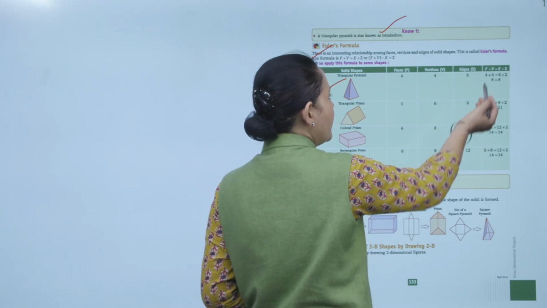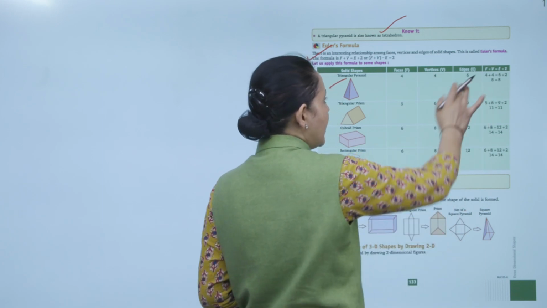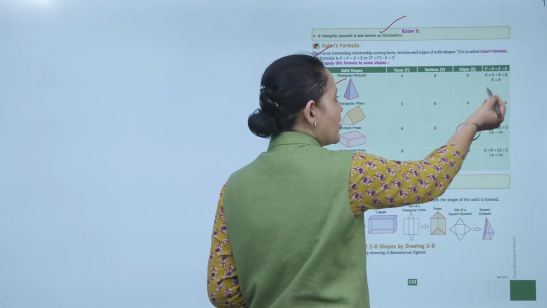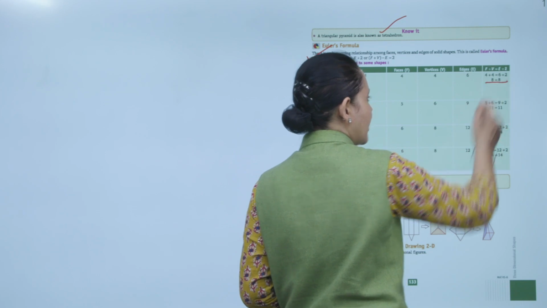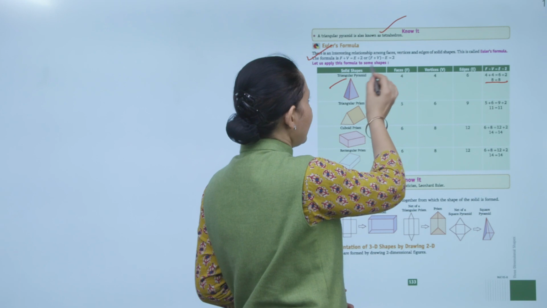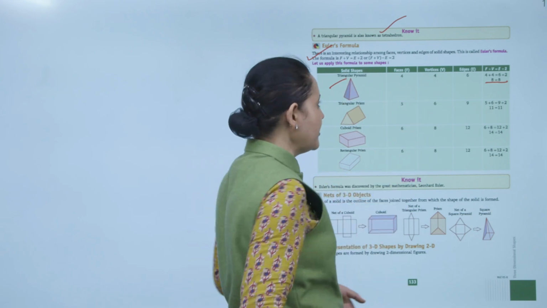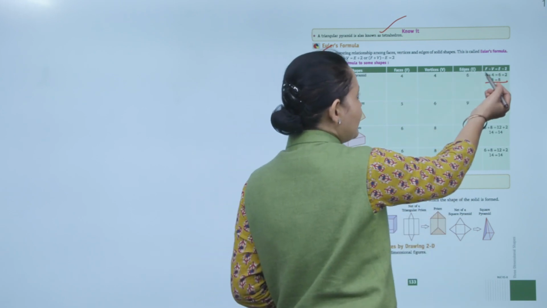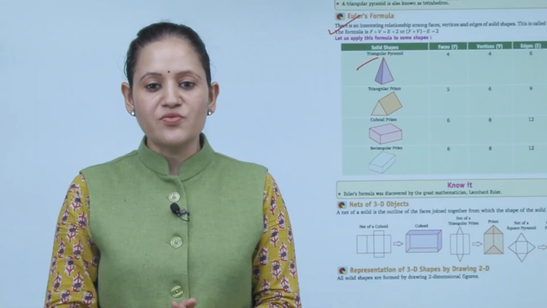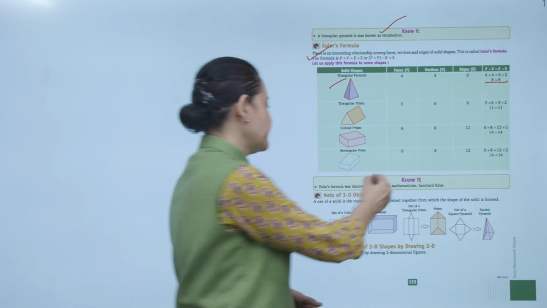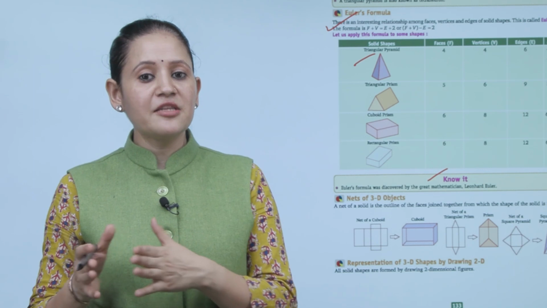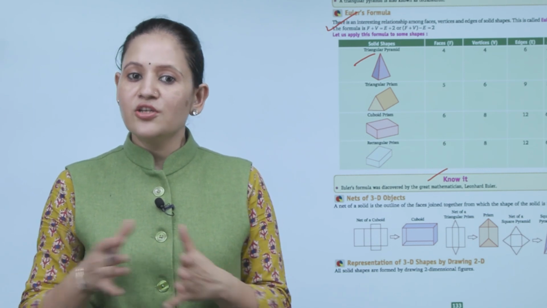So F is 4, V is 4, and this equals E plus 2, which means 6 plus 2. 4 plus 4 is 8, and this is also 8. 8 equals 8. Clear? So you can apply this formula to different shapes. F plus V equals E plus 2. Clear? This formula is known as Euler's formula. Next, know it. Euler's formula was discovered by the great mathematician Leonhard Euler.